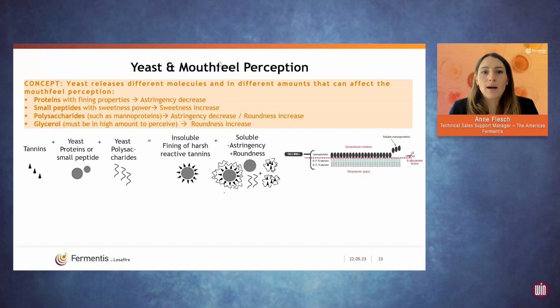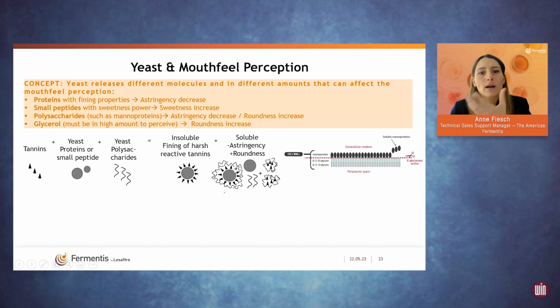Okay, yeast will impact the mouthfeel perception of your wine. What you hear a lot about are mannoproteins. Yeast will release different molecules in different amounts that can affect the mouthfeel perception, and each yeast will release and have a different effect. The molecules you hear the most about are the mannoproteins. They're polysaccharides on the outer surface of the cell wall of the yeast. Through enzymatic activity over time, they will be released in the wine and can really help decrease the astringency, increase the roundness by coating the astringent tannin, and overall bring volume to your wine.